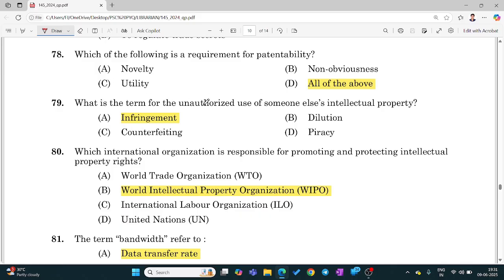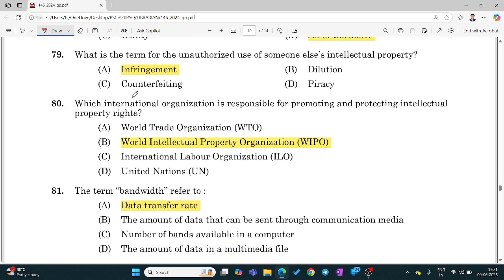What is the term for the unauthorized use of someone else's intellectual property? We call it infringement. Which international organization is responsible for promoting and protecting intellectual property rights? World Intellectual Property Organization, WIPO is the answer.